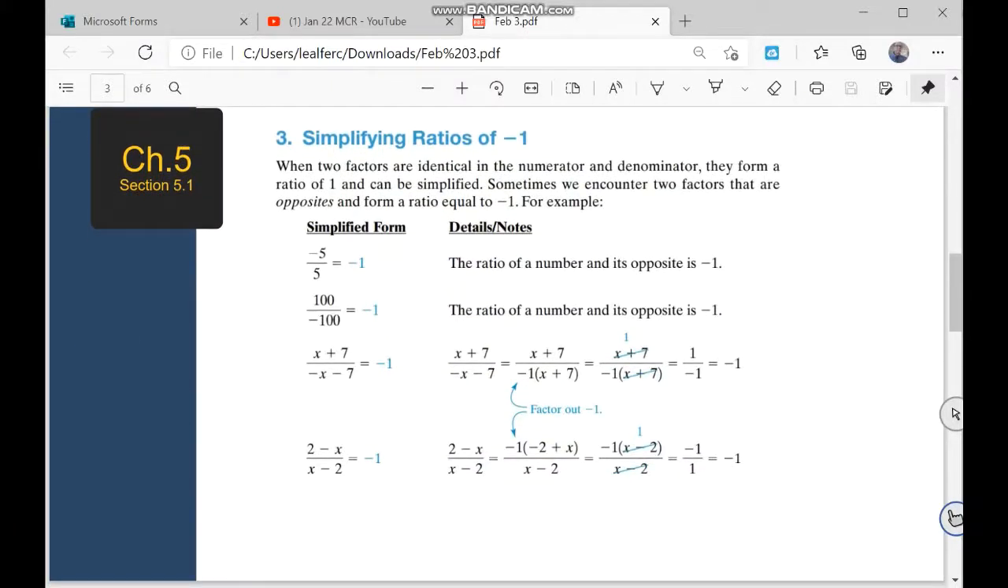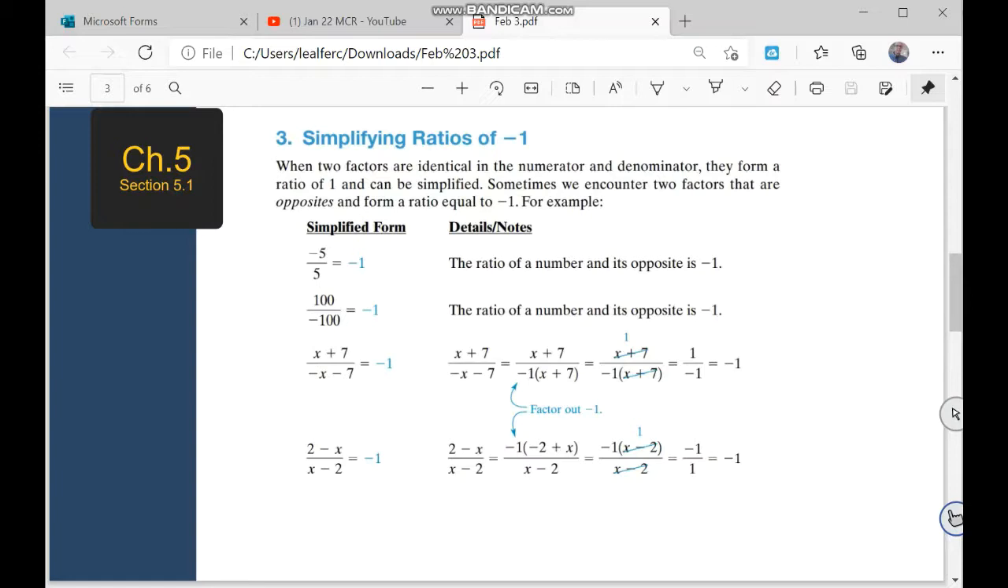This is the topic of today's class. We are still working with simplification, but a special case of simplification is when we simplify ratios of -1. When you have two identical factors on the numerator and the denominator, you know you can cancel out, right? You can cancel because if you divide one by the other, it is equal to 1.